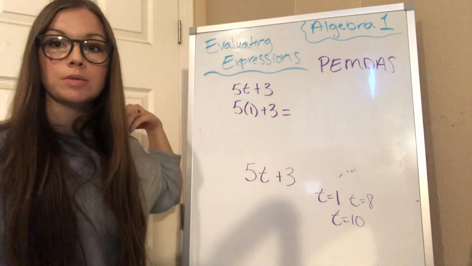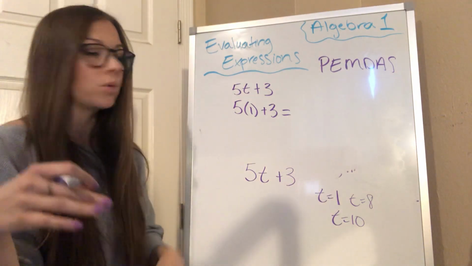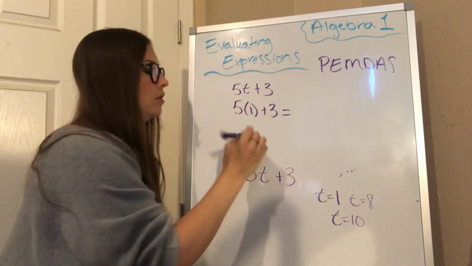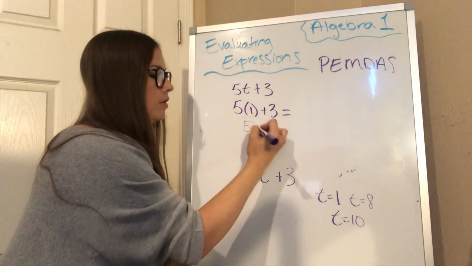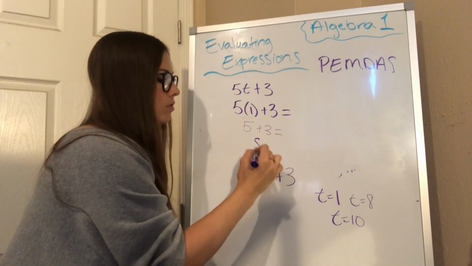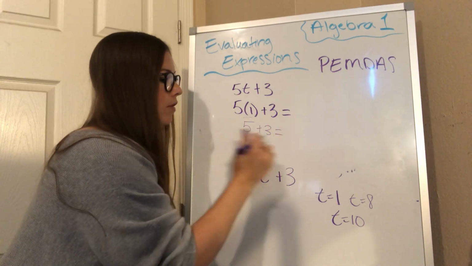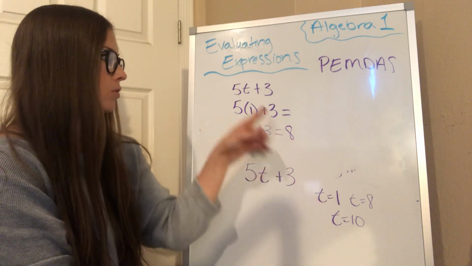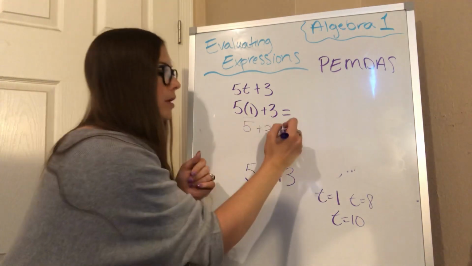They pretty much always apply from this time forward ever since we learned them. So we're going to multiply first. 5 times 1 is 5 plus 3. So, actually put it here. 5 plus 3 is 8. So if you buy 1 ticket, or t equals 1, then you spend $8.